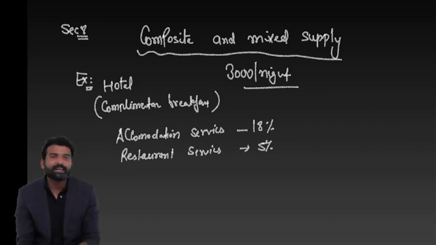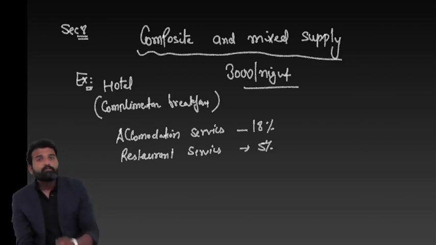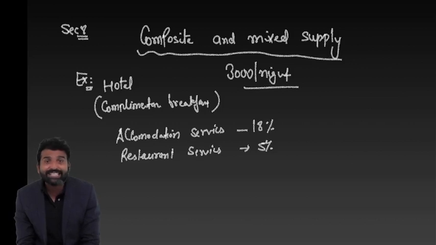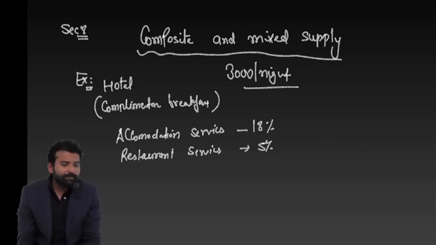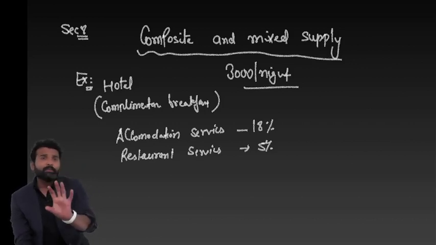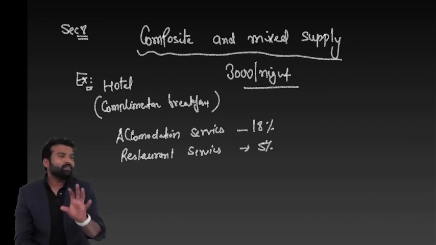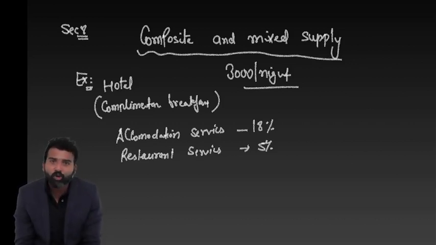Let's take a very simple example which is on your screen as well. Hotel is giving you a free complimentary breakfast, and they are charging you 3,000 rupees per night. So the hotel, including breakfast, is charging 3,000 rupees per night, and hotel services are leviable for 18% GST, and restaurant service is leviable for 5% GST. Now everybody knows that in 3,000, breakfast money is also included. They are not only charging us room rent, they are also charging for breakfast.